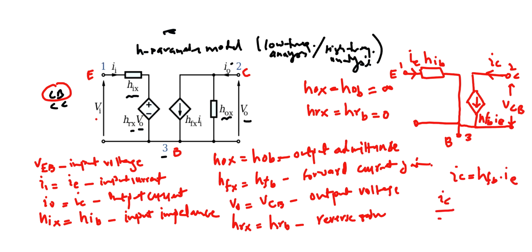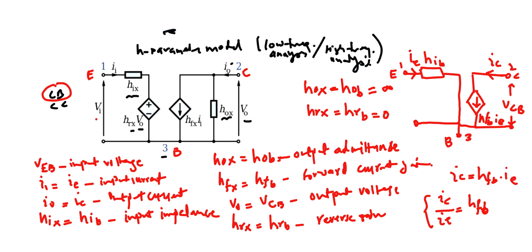HFE. Okay, so for AC small signal analysis, you write the small letters for the subscripts, but for a DC analysis, you write capital letters, and this is your current gain. That's it. So you see, this is how you actually make your model.